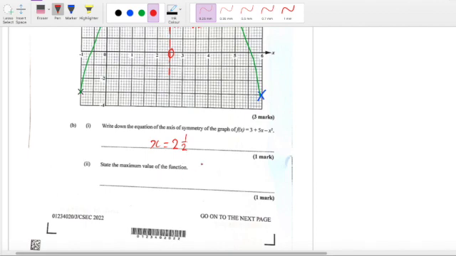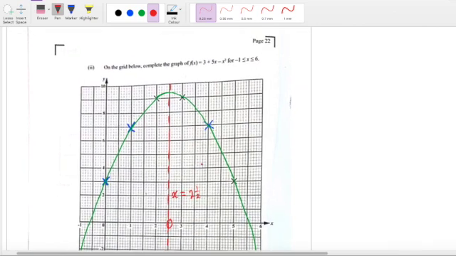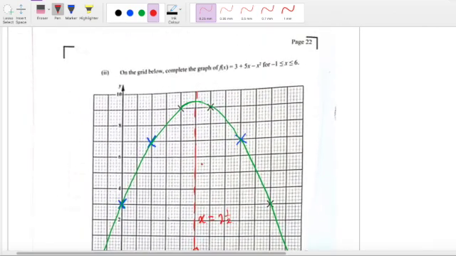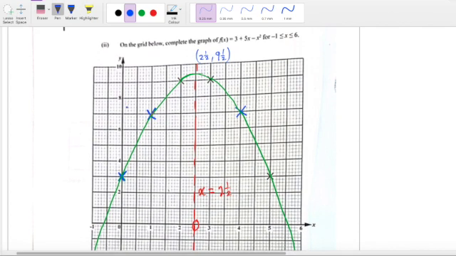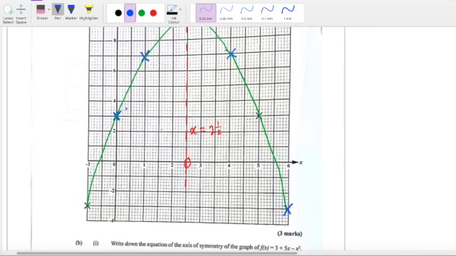State the maximum value of the function. From the graph, it's kind of hard to tell, because I don't know if the function goes like this or like this. But from our estimate from the graph, x is 2.5 and y seems to be about 9.5. Because if this is 8, this is 9, and that'll be about half a 9. So that's what it seems to be from the graph.